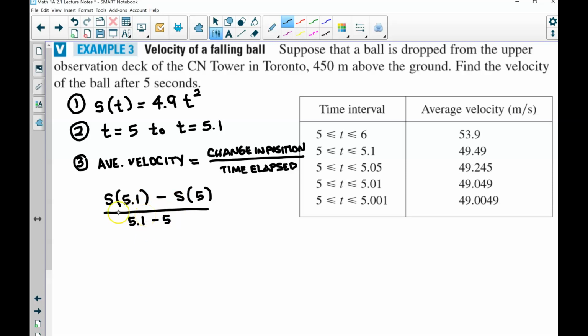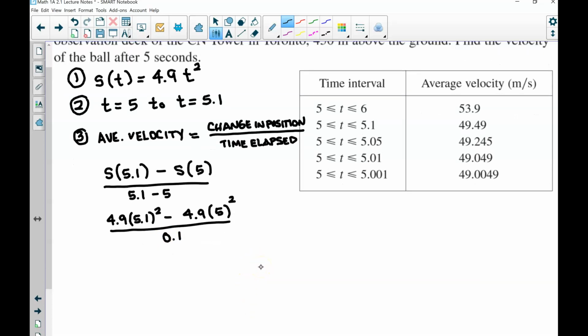Now substituting 5.1 into that function, you're going to have 4.9 times 5.1 squared minus 4.9 times 5 squared, over 5.1 minus 5, which is 0.1. And when you multiply this all out, it's going to give you the value of 49.49, and that's meters per second.